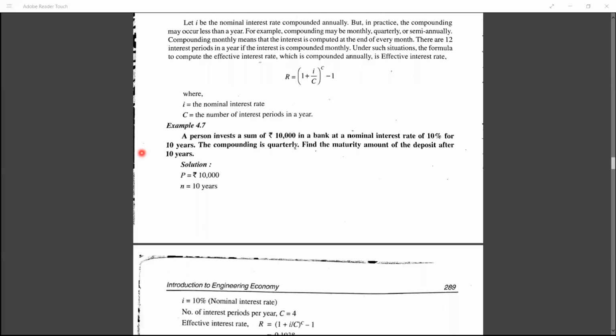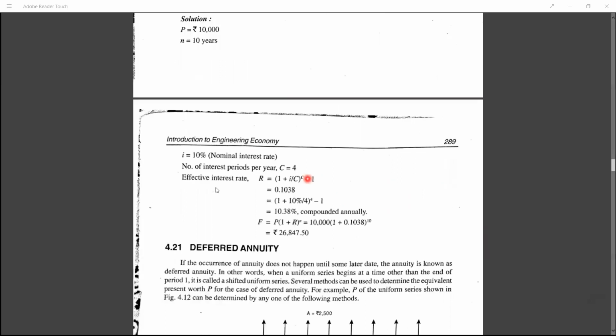A person invests a sum of rupees 10,000 in a bank at a nominal interest rate of 10% for 10 years. The compounding is quarterly. See the compounding here, quarterly. Quarterly means 4 months. Half yearly means 6 months. Semi-annually means 9 months. Then annually means 12 months. Remember this. So C is 4. The rate of interest is (1 + i/C)^C. C is 4. If you substitute all these values, you will get the answer.